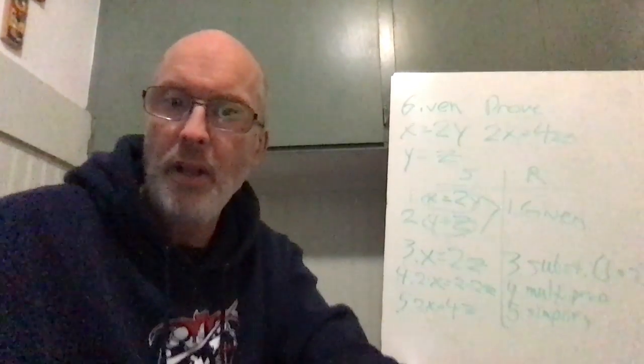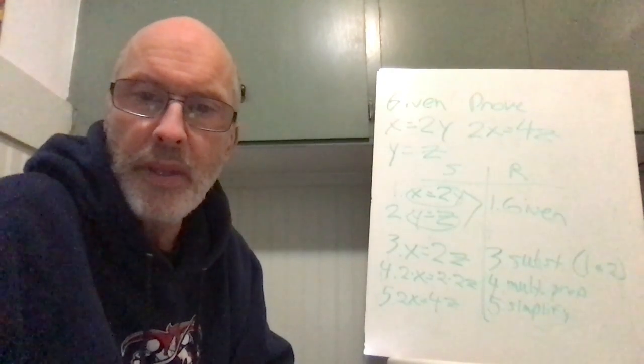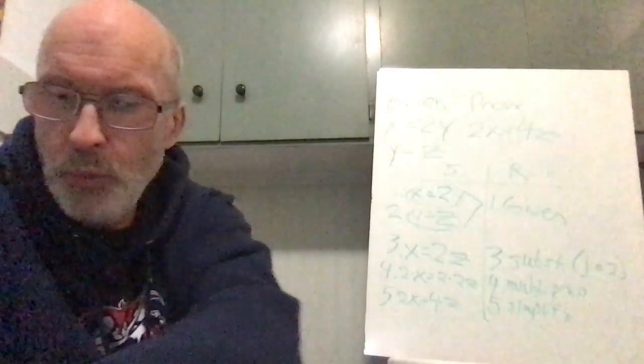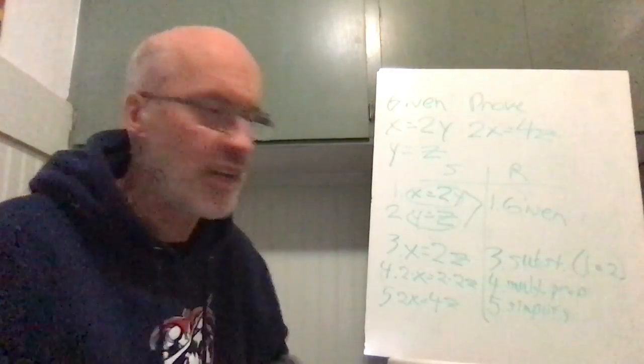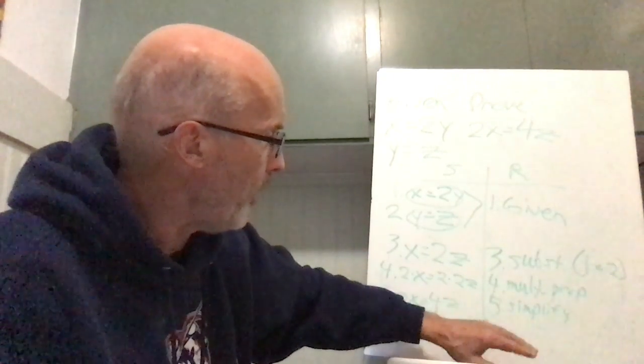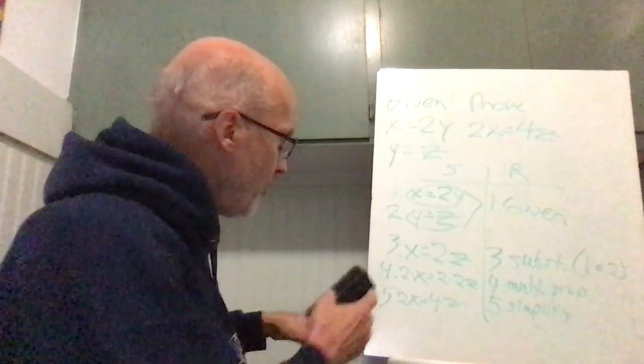Okay, look at that. See if that makes sense to you. Again, it's just one little baby step more than what we did yesterday. It's still using the properties, still simplifying, but we just threw in a substitution. Let's do one that's a transitive property.